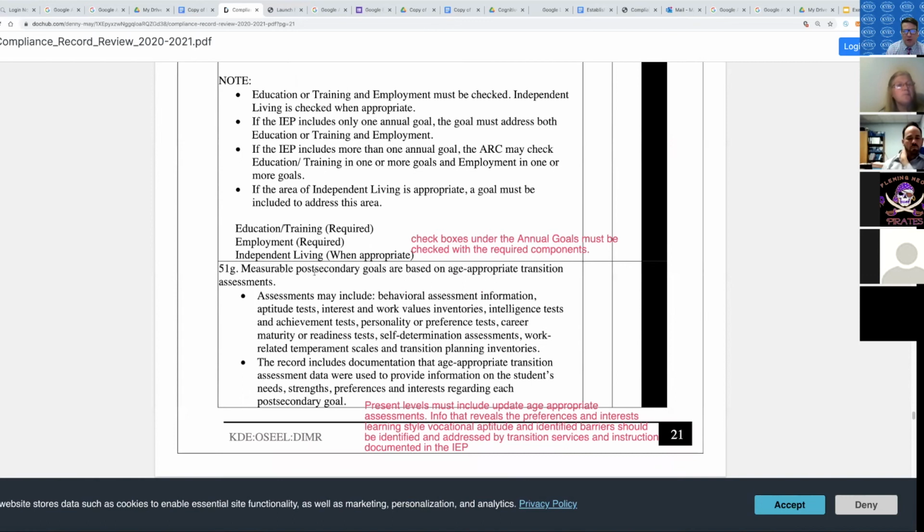Here, 51G, measurable post-secondary goals are based on age-appropriate transition assessment. Assessments may include these things. It gives you a laundry list here of things that you can allude to that's going to give you information. The record includes documentation that age-appropriate transition assessment data were used to provide information on the student's needs, strengths, preferences, and interests regarding each post-secondary goal. Present levels must include updated age-appropriate assessments. Info that reveals the preferences and interests, learning style, vocational aptitude, and identified barriers should be identified and addressed by transition services. Go back to those exemplars that I showed you earlier.